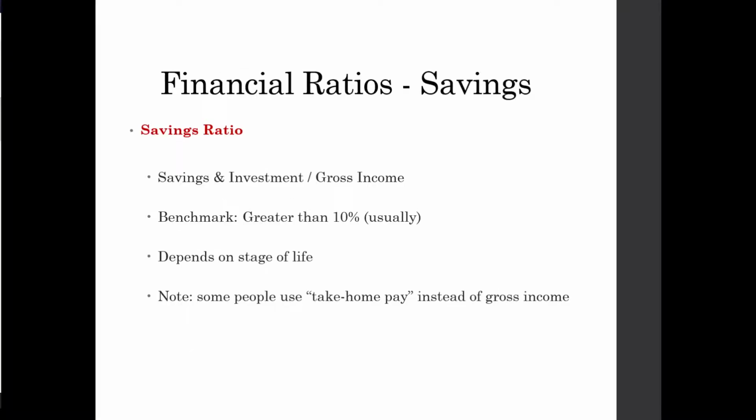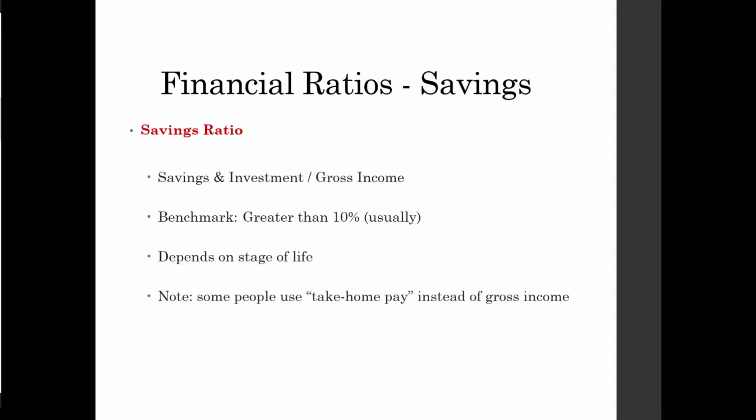And the last ratio we'll talk about is your savings ratio. Sometimes it's called the savings and investment ratio. We like to say we use different terms for everything in personal finance. What we're going to do is take the amount that was added to savings and investment from the budget and divide that by your gross income.